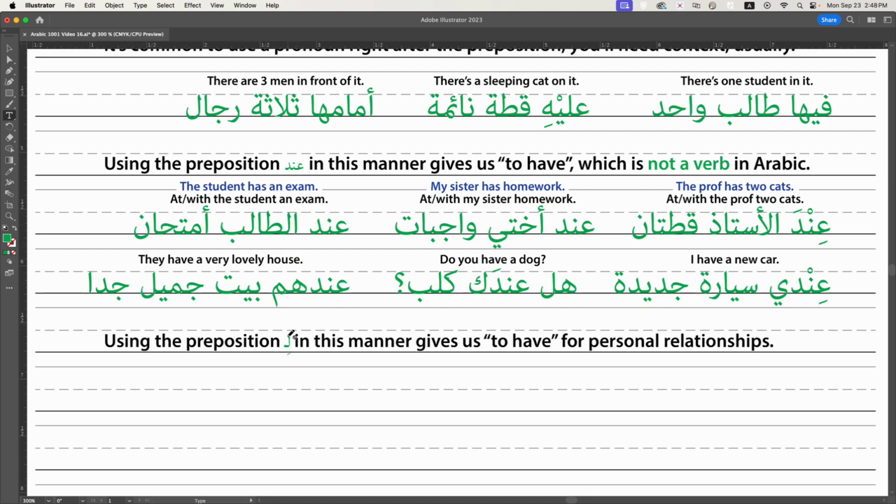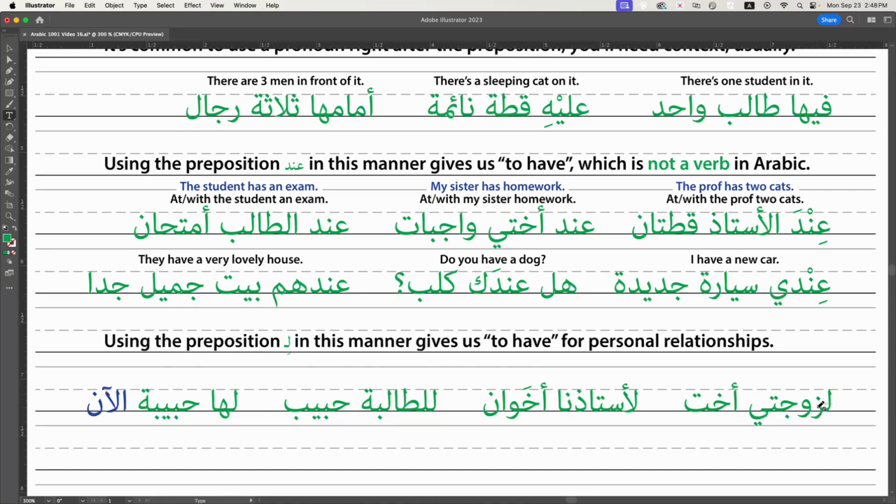When we use the preposition le in this manner, le usually means belonging to or for or in order to. This gives us to have for personal relationships. So I can say li zojati ucht. So belonging to my wife, a sister. In fact, she doesn't have a sister. I just use this as an example sentence. Li ustadna achawan. So two brothers.